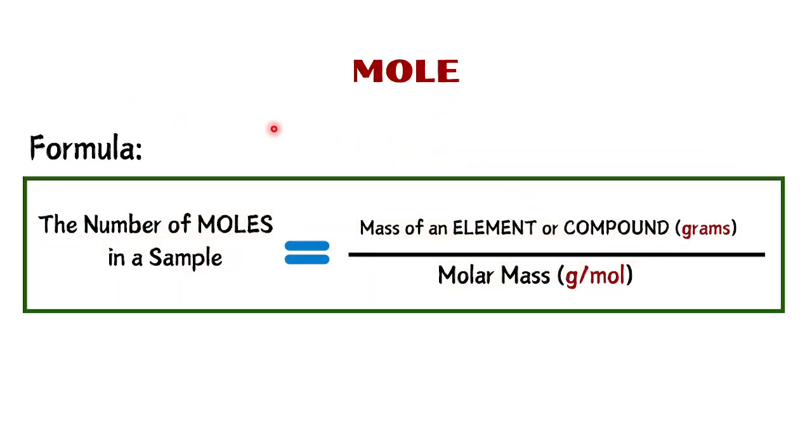Now, in order for us to calculate for mole, we make use of this formula. We have here the number of moles in a sample is equal to the mass of an element or compound, which should be in grams, divided by molar mass, which should have a unit of grams per mole. So again, to calculate for the moles, we simply divide the mass of an element or compound in grams by the molar mass, which has a unit of grams per mole.